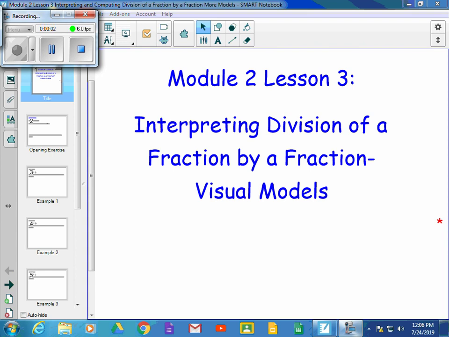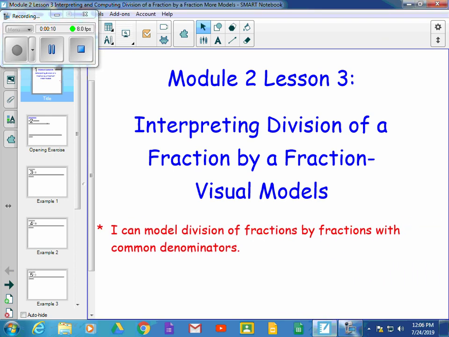Module 2, Lesson 3, titled Interpreting Division of Fraction by a Fraction Using Visual Models. The goal of this lesson: I can model division of fractions by fractions with common denominators.